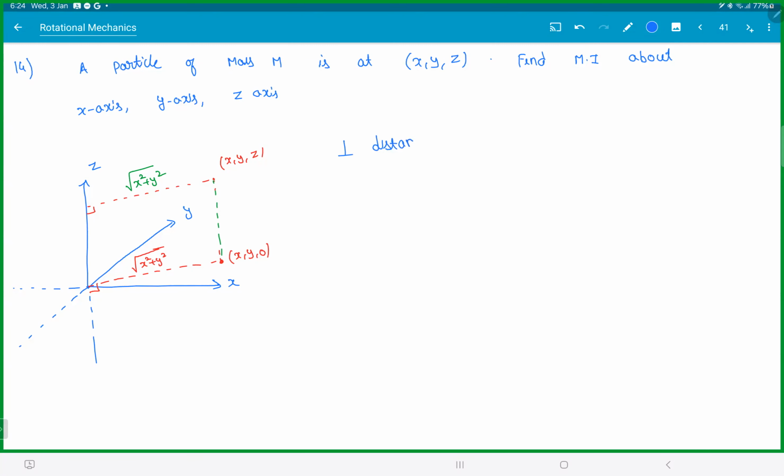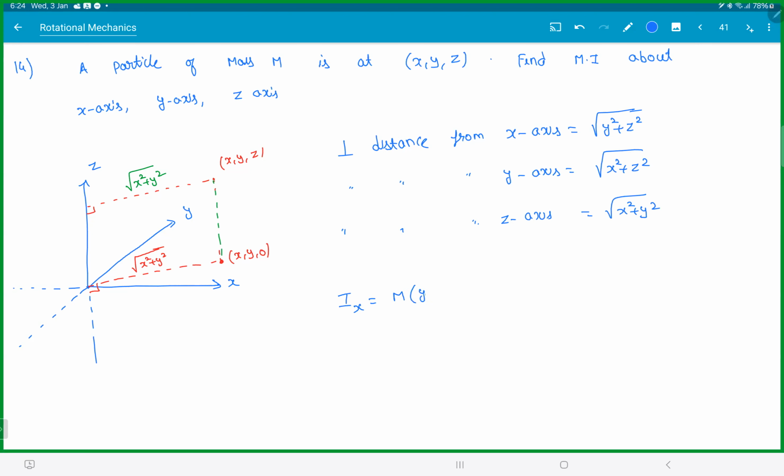So perpendicular distance from the x-axis, the x coordinate won't be there. Root over y square plus z square. So be careful. Z is not the distance from the origin, it's the perpendicular distance. So perpendicular distance from the y-axis, ignore the y coordinate: x square plus z square. Perpendicular distance from the z-axis, ignore the z coordinate. There, you're done. So Ix will be m into y square plus z square. Iy will be m into x square plus z square.